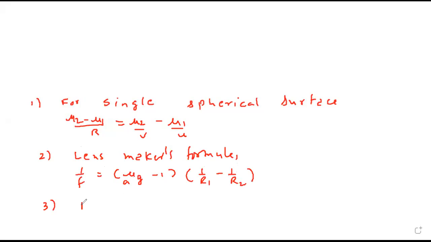So, for critical angle, the refractive index of denser with respect to rarer is 1 upon sin c.